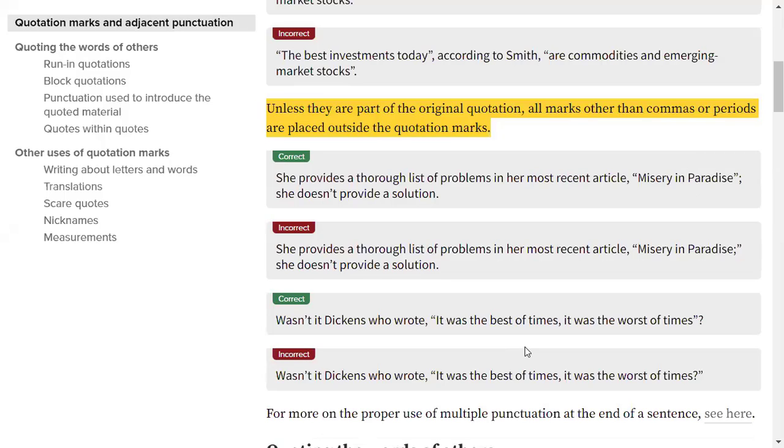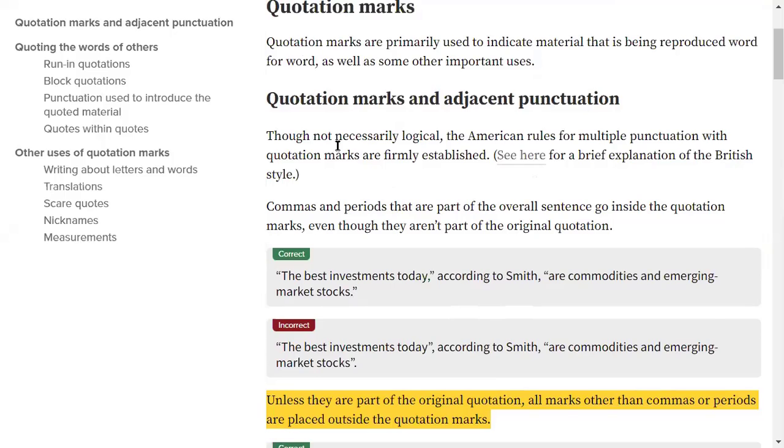Now see. Incorrect: She provides a thorough list of problems in her most recent article, "Misery in Paradise." She doesn't provide a solution. Okay, now see, unless they are part of the original quotation, all marks other than commas or periods are placed outside the quotation marks. So maybe these are some advanced things, but you should keep this in mind at this time.